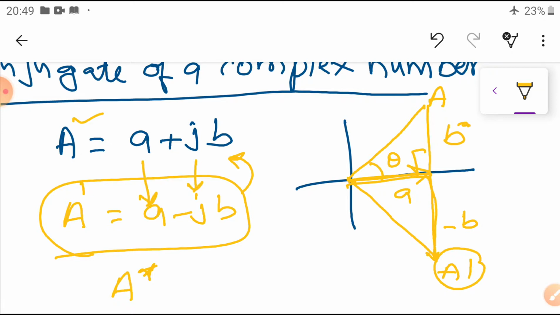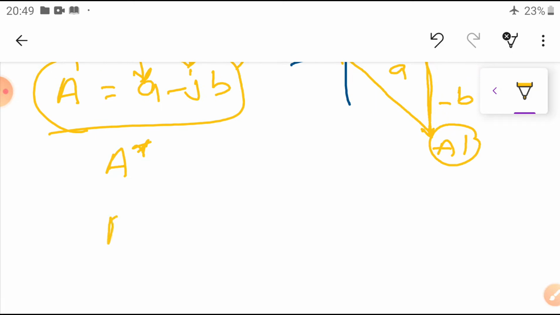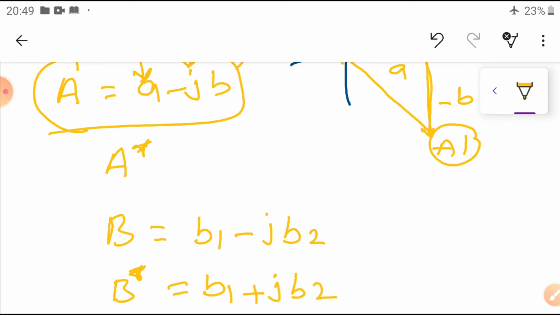For example, you can take B is equal to B1 minus J of B2. What is the conjugate of B? So the conjugate of B, B star, is equal to, real part is the same, but imaginary part becomes plus, minus 2 plus, plus 2 minus, J of B2. So B1 plus J of B2. This is the conjugate number. Okay. So this is a good example of the one method. So what is the conjugate?